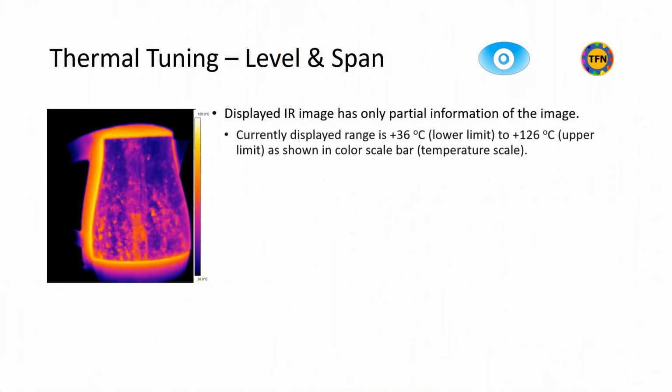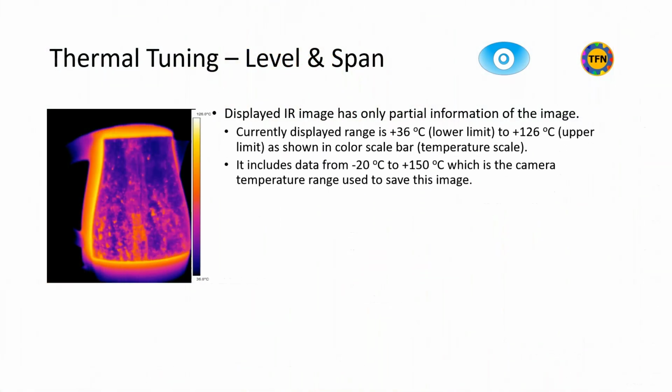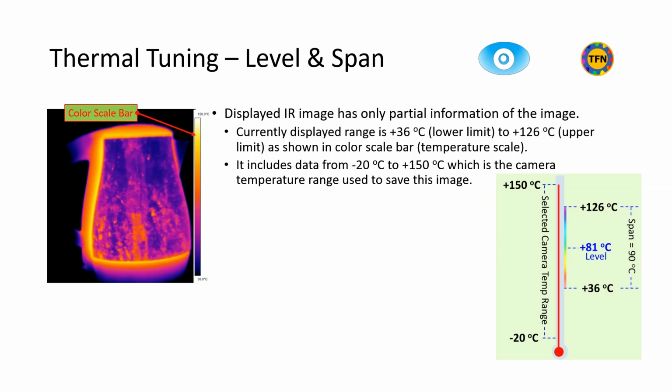IR camera saves image data for the whole temperature range irrespective of the display settings. This image is currently displaying plus 36 degrees Celsius to plus 126 degrees Celsius, but it has data for minus 20 degrees Celsius to plus 150 degrees Celsius, which is the camera temperature range used to save the image. It is possible to display the image from minus 20 degrees Celsius to plus 150 degrees Celsius at the cost of losing details as number of colors available are distributed across 170 degree width instead of current 90 degree.